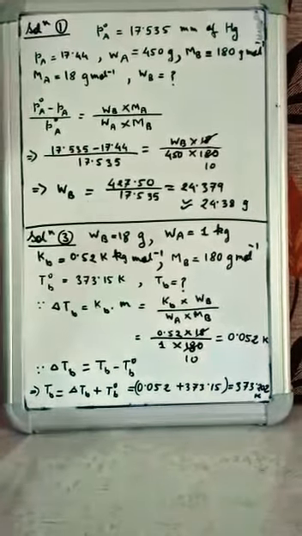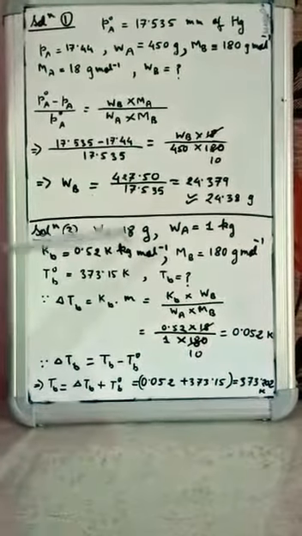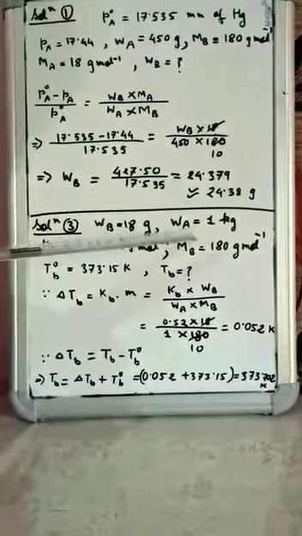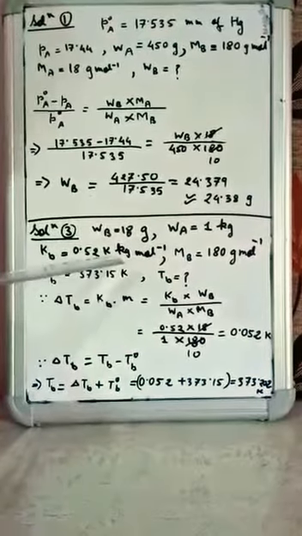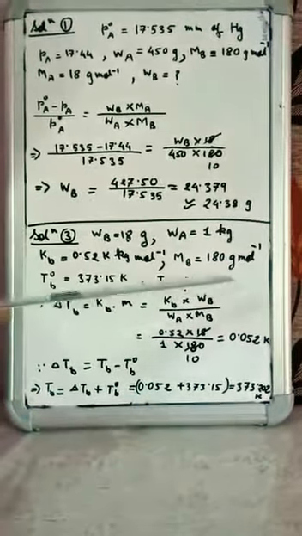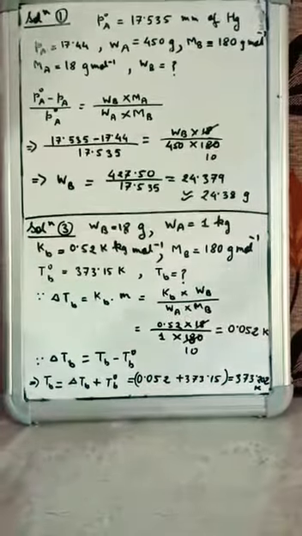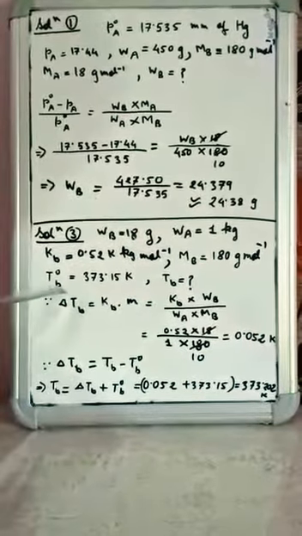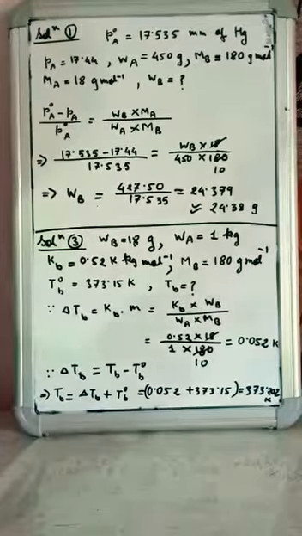Now come to the given data. The first is the given mass of the solute, which is glucose, given as 18 gram, and here the mass of the solvent is given as 1 kg. Here the Kb value, as I told you, is given to you, and the molar mass of glucose is given as 180 gram per mole. If it is not given, from the molecular formula you can calculate it by adding all the atomic masses of all the atoms present in glucose. And here T naught b, that is the boiling point of the pure solvent, water, is 373.15 Kelvin, and Tb you have to calculate.